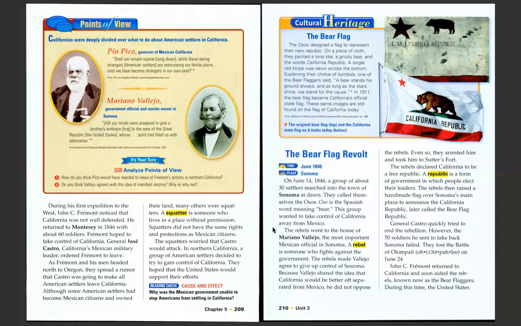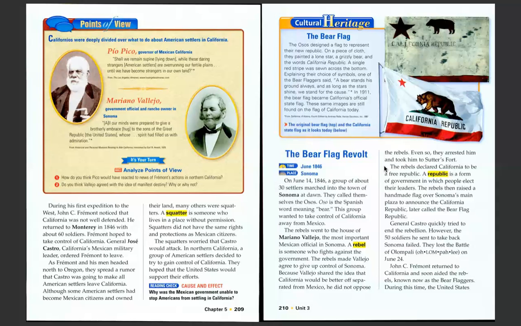The rebels went to the house of Mariano Vallejo, the most important Mexican official in Sonoma. A rebel is someone who fights against the government. The rebels made Vallejo agree to give up control of Sonoma. Because Vallejo shared the idea that California would be better off separated from Mexico, he did not oppose the rebels. Even so, they arrested him and took him to Sutter's Fort. So here's Mariano Vallejo, right? And he is on the side of California.